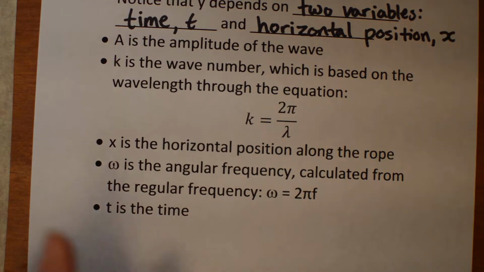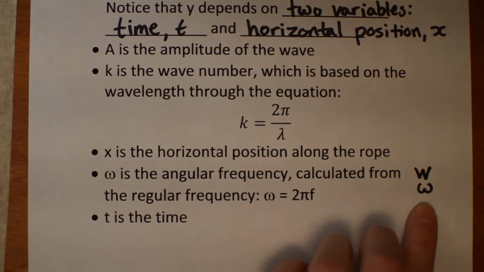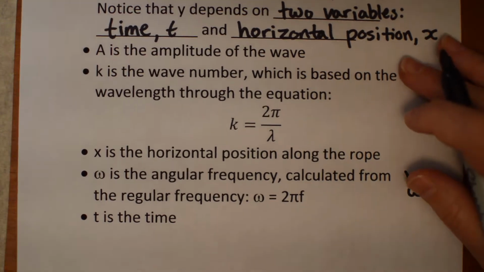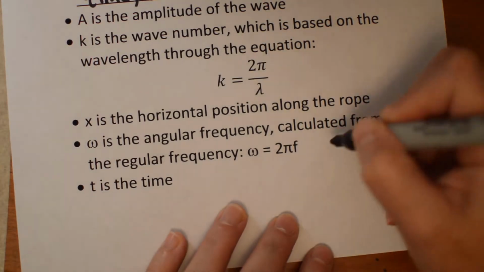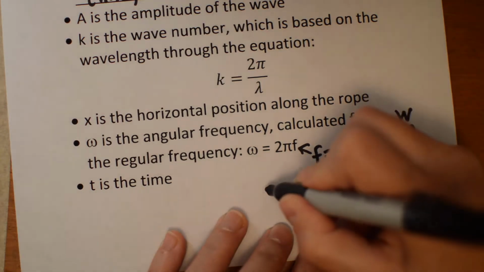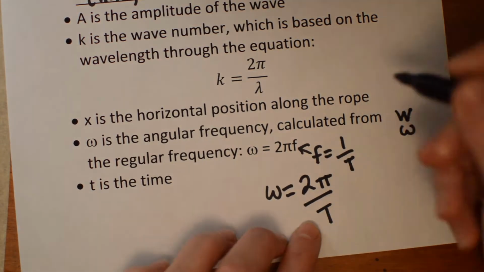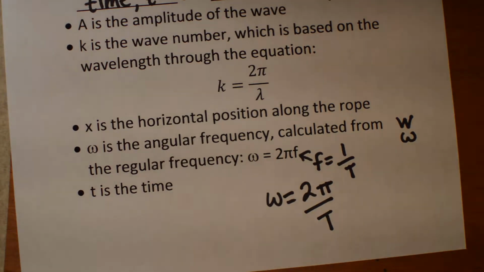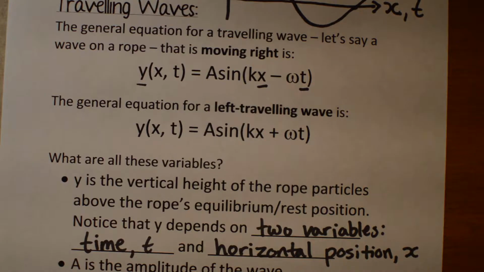Omega, also not W, by the way. A lot of people get this mixed up. W is like this. Omega is like this. Omega is a Greek letter, and omega is angular frequency. And it's 2 pi times the regular frequency that we've been talking about in class. It's also because frequency is 1 over the period, right? So that means that omega will also be 2 pi divided by the period. That's another way that we could describe omega. And little t is the time, just how much time has passed.